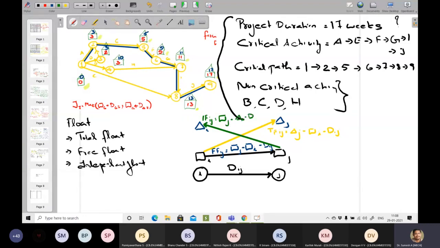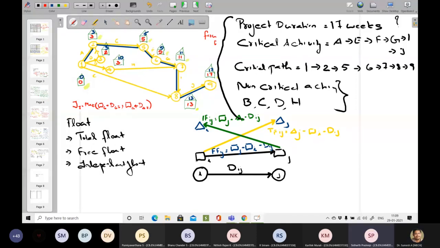So I'll write the equations once again here. I am defining the activity based on the duration D I to J. For I to J, the activity is defined based on the duration D I to J. Then for every I and J.